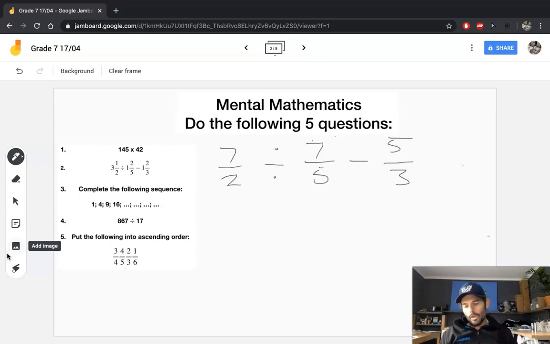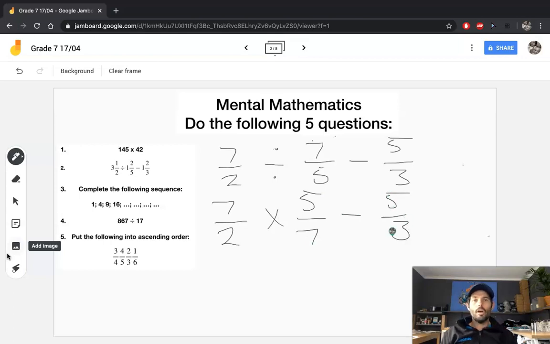Okay, but I know that when I divide by a fraction, I need to change that division sign to multiply. And I need to invert that fraction after the division sign, and it becomes the reciprocal, 5 over 7. Okay, now I need to do my multiplication first because that's what my order of operations tells me. So I can say 7 times 5 is 35 over 2 times 7 is 14.